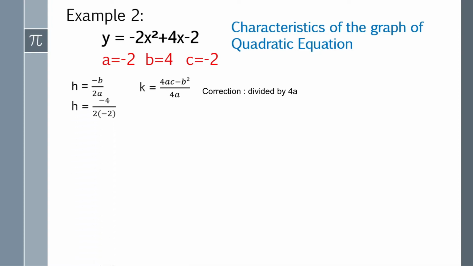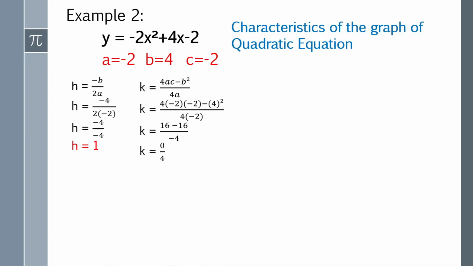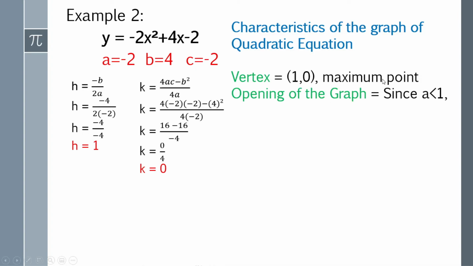So, solve natin yung H. So substitute natin mga value natin ng A and B. Then, the answer for H is positive 1. And the K, so 0 divided by 4 becomes 0. Therefore, the vertex is 1, 0. It has a maximum point. Okay, bakit maximum point? So, since ang A natin is less than 0, downward yan. So, pag downward, that's a maximum point.